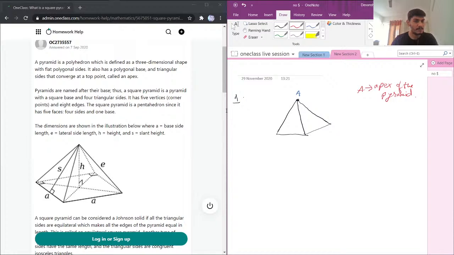Pyramids are named after their base. Thus a square pyramid is a pyramid with a square base and four triangular sides. It has five vertices, corner points, and eight edges. So let's see with this: one, two, three, four, five, so it has five vertices, and it has eight edges. One, two, three, 4, 5, 6, 7, and here we will be having one more, which will be 8. So we have 8 edges.